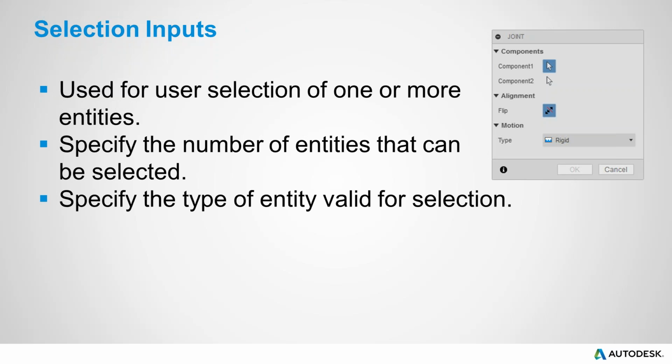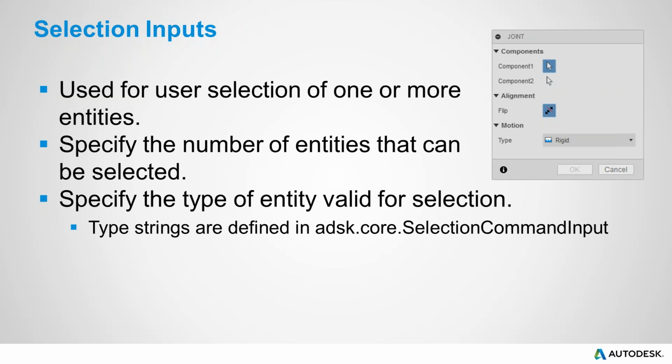And you can specify the type of entity that's valid. And so I could say, okay, I only want to be able to select edges. And in some cases, there's even finer grain types that you can say. So I specify I only want to pick linear edges or circular edges, or I can pick any face or maybe just planar faces. So you can set up the filtering for that just in the command input itself.